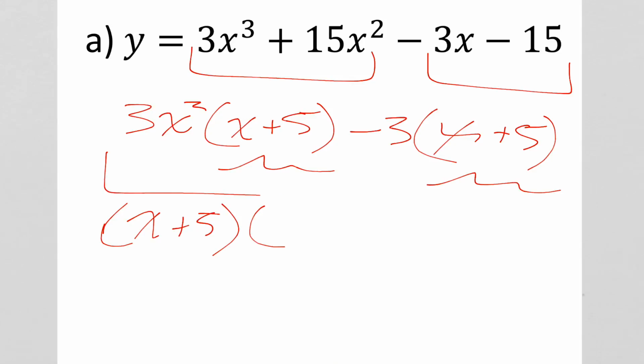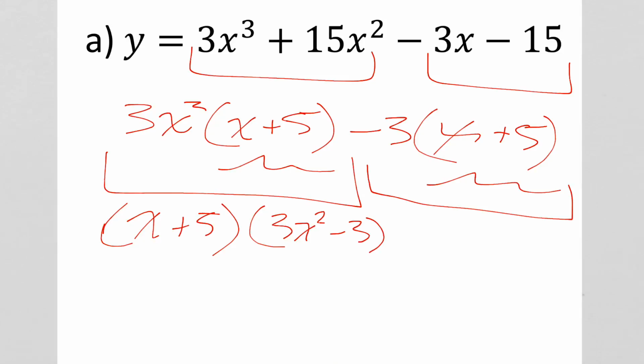What's left in this first term? Well, a 3x squared. What's left in this second term when we pull x plus 5 out? Minus 3. So there you go. That has now been factored by grouping. But let's keep on going. From this term, we can pull out a 3. So we'll pull it out front. We're left with x plus 5 times x squared minus 1.